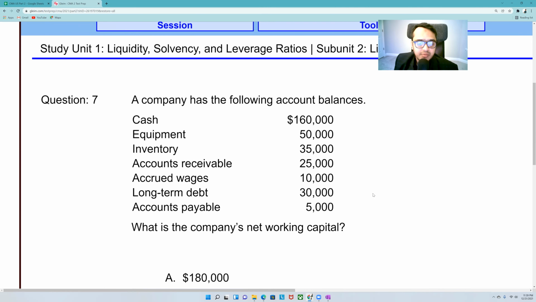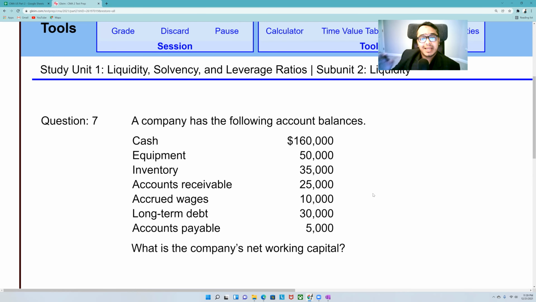What is the company's net working capital? What is net working capital? Current assets minus current liabilities. So what all are my current assets? Cash is my current asset, 160,000. Equipment 50,000 is my non-current asset, so I'm not going to take it. Inventory 35,000, I'll take it. Then accounts receivable 25,000. So 160,000 plus 35,000 plus 25,000.